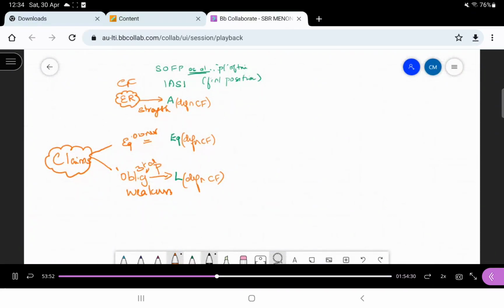I put CF inside IAS 1, inside IAS 10, inside. Why am I doing this? Because you're supposed to know everything. Only if you know everything, I can get into the SBR syllabus. So be patient. What is asset? What is equity? What is liability? Tomorrow, CF will teach you this. But what did IAS 1 say? IAS 1 doesn't define asset, liability, equity. It just says refer to the CF.